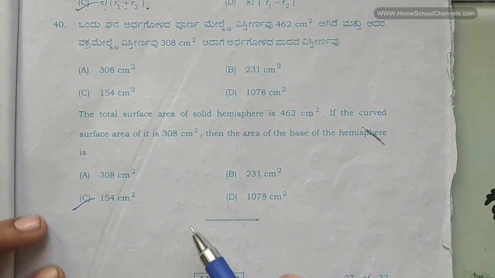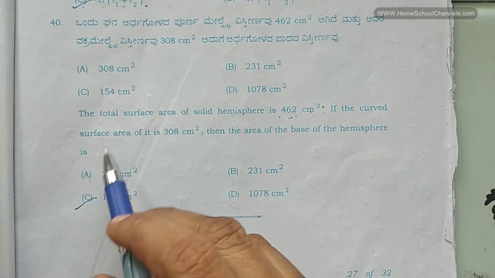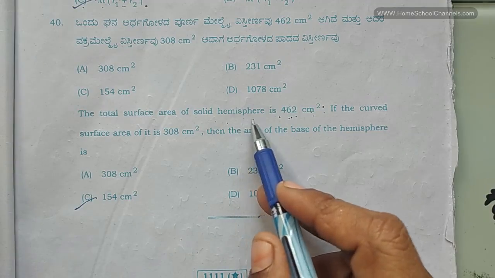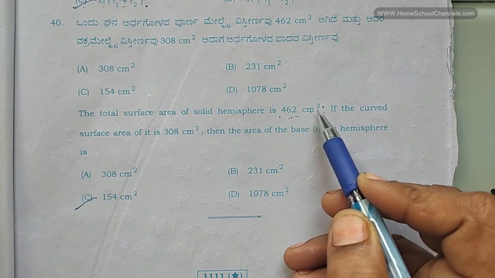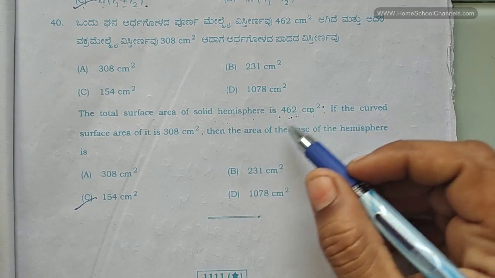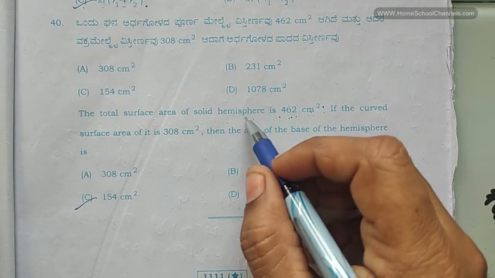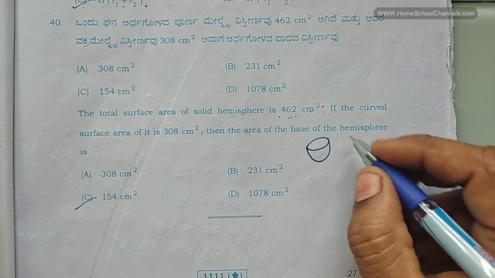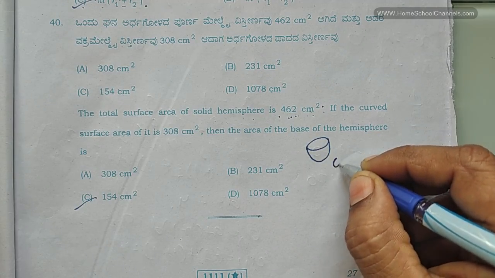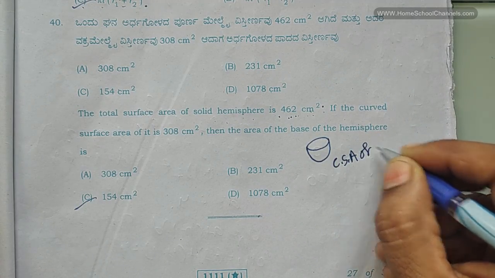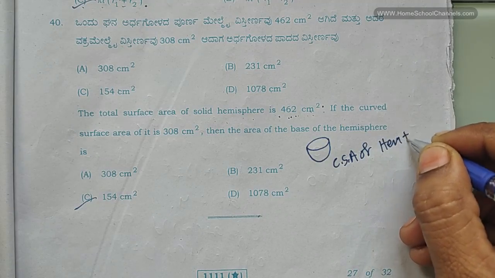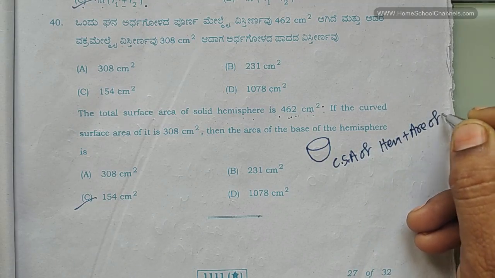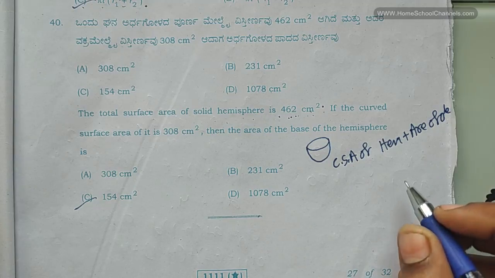Last and the final question is 40th one. The total surface area of a solid hemisphere is 462 centimeters square. Total surface area, hemisphere here. So this is the figure. Total surface area means CSA of hemisphere plus area of circular base, you can see here, right?